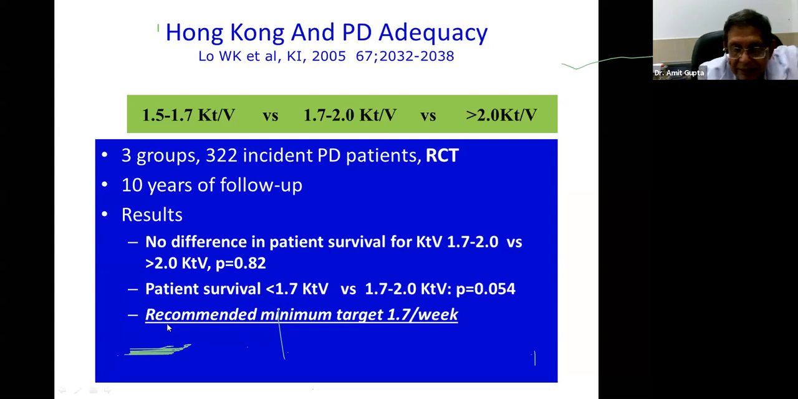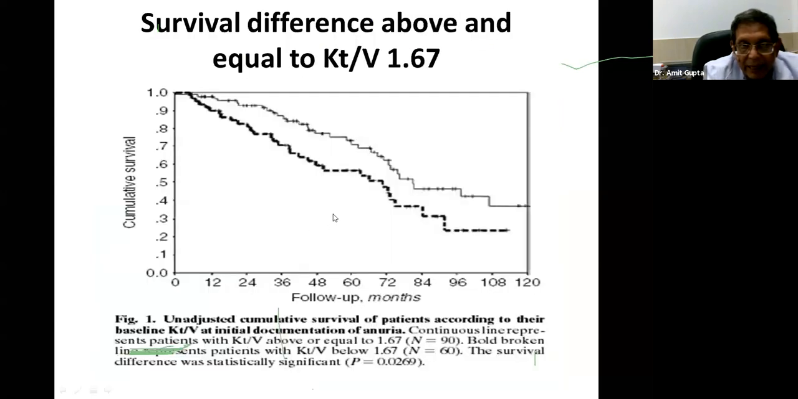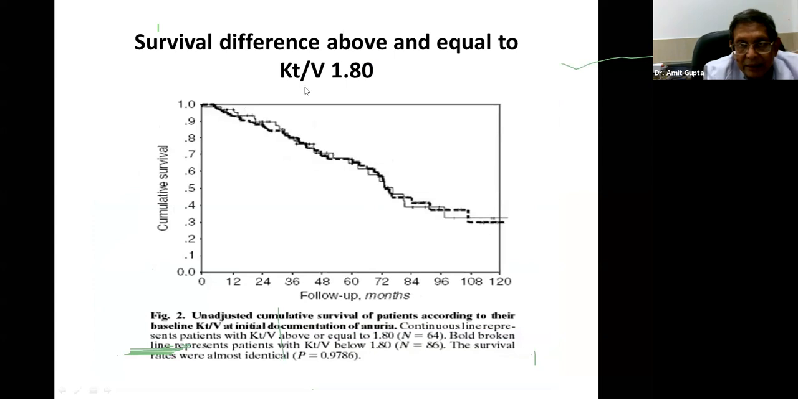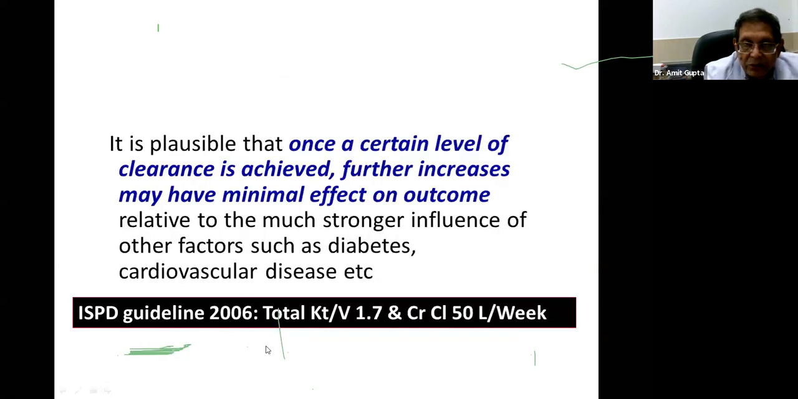So based on their findings, they recommended that the minimum target should be at least 1.7 per week. They showed that in those whose Kt/V was less than 1.7, survival was poorer as compared to those between 1.7 and 2. But those who had 1.8 or above had almost identical survival. So they suggested that the minimum Kt/V required in patients on peritoneal dialysis is at least 1.7. The ISPD guideline in 2006 suggested a total Kt/V of 1.7 and a creatinine clearance of about 50 liters per week.